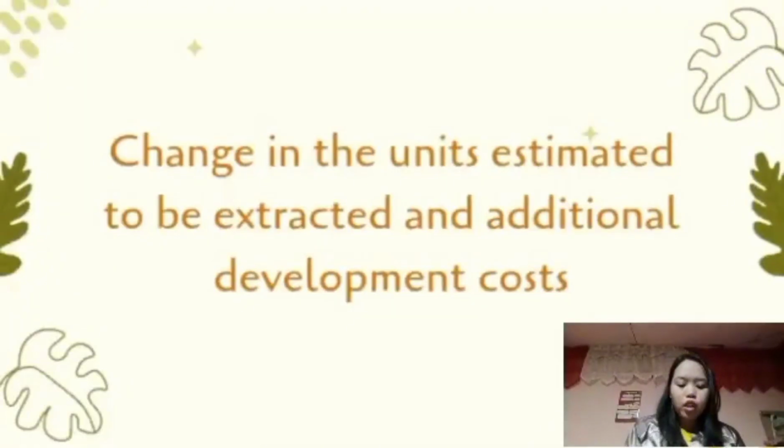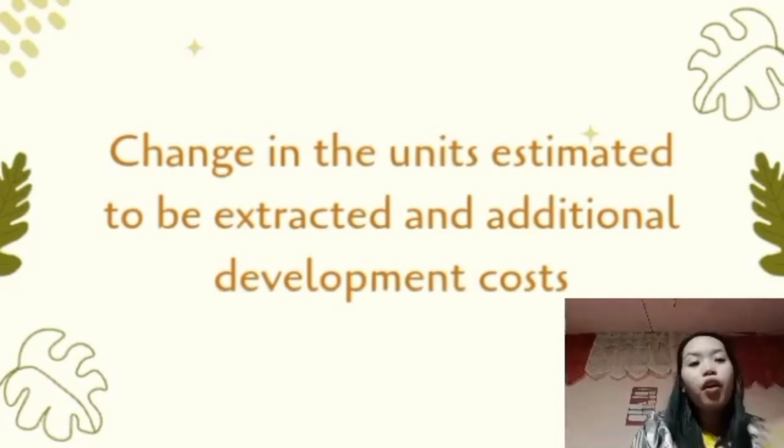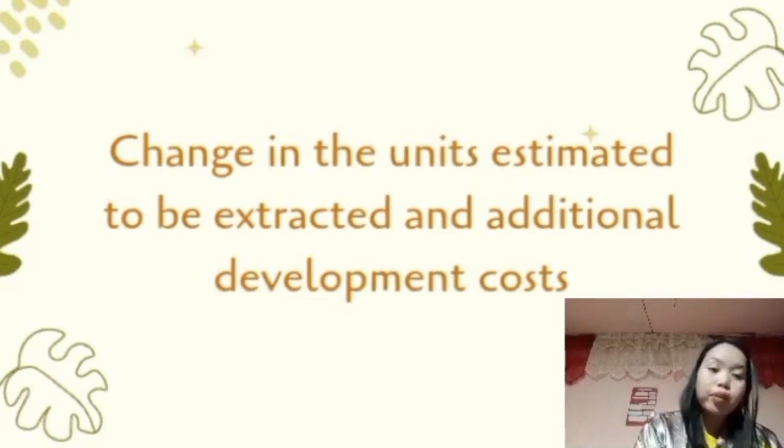Next is the change in the unit estimated to be extracted and additional development cost. If the company has a change in the units estimated to be extracted or incurs additional cost, this is regarded as a change in accounting estimate, which must be handled currently and prospectively. So the company needs to compute a new depletion rate per unit using this formula.